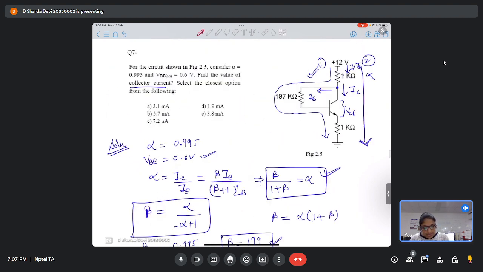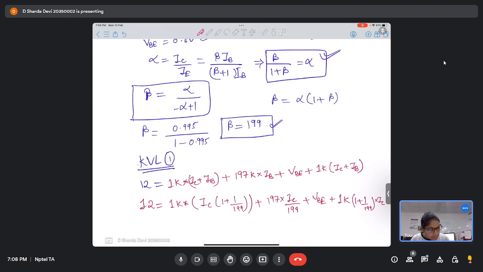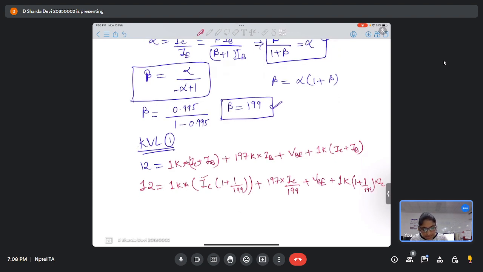So here what was asked is the collector current. So I'll convert this whole equation into the collector's current, so I'll only have one variable. So it is IC times (1 plus 1 upon 199) plus 197 into IC upon 199 plus VB plus 1 kilo ohm times (1 plus 1 by 199) into IC. So here we only have one variable, that is IC.